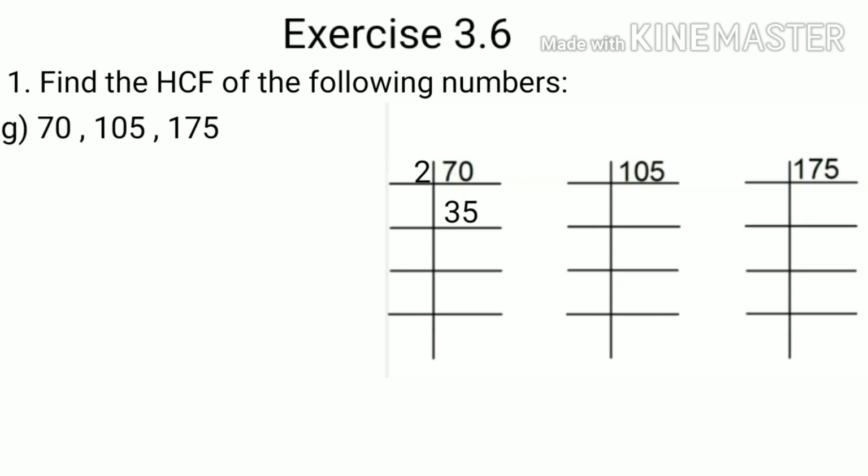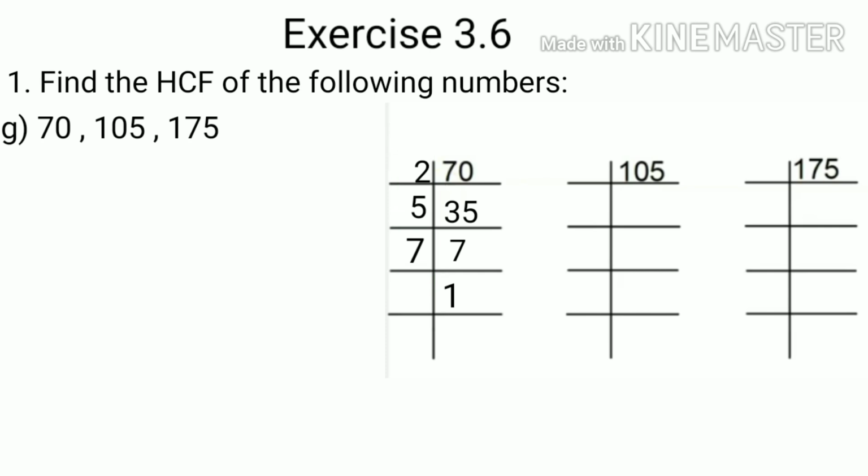So 35 is exactly divisible by the prime number 5. And when we divide 35 by 5, we get 7 as the quotient. And we know that 7 is a prime number. So 7 can be divisible by 7 only. And when we divide 7 by 7, we get 1 as the quotient. So the prime factorization of 70 is done, and the prime factors of 70 are 2, 5 and 7.